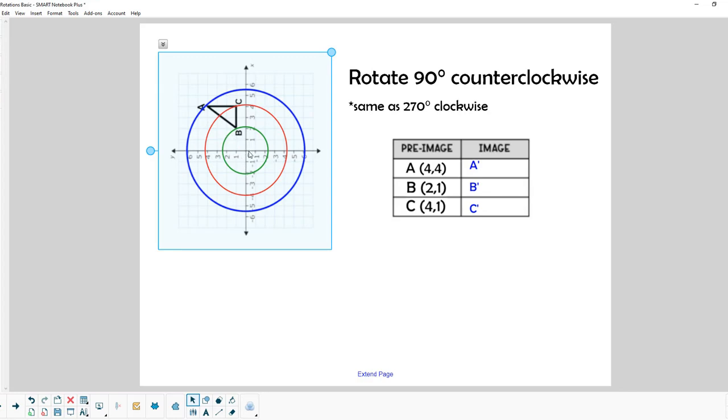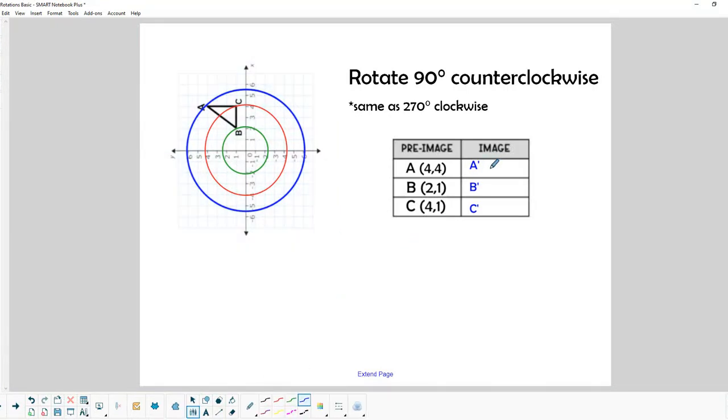And if you imagine what the coordinates of that are, A prime would be -4 and 4. So let's write that down. B prime right here would be -1 and 2. And C prime right here would be -1 and 4. All right, so not too bad, right?